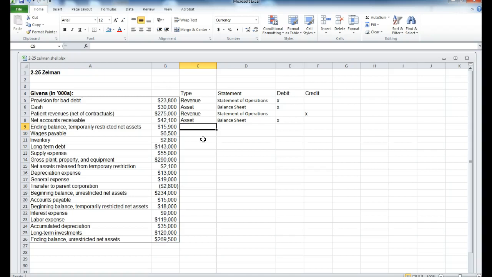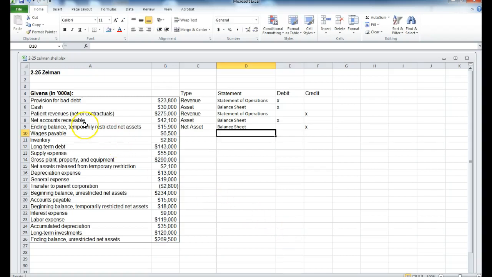And so here our ending balance of temporarily restricted net assets is $15,900. So that is going to be a net asset. And net asset works like equity, and so it would be a credit balance, and that would be on our balance sheet.